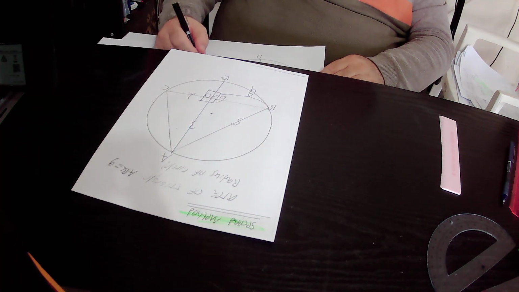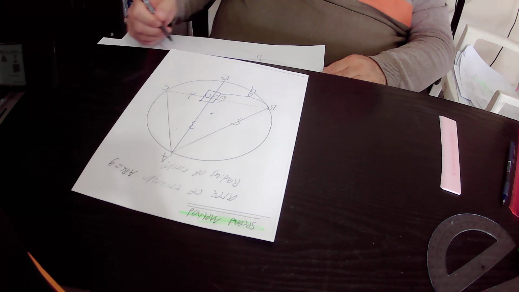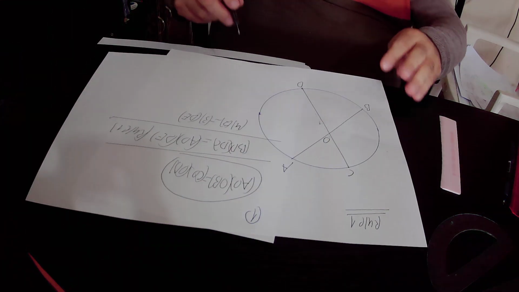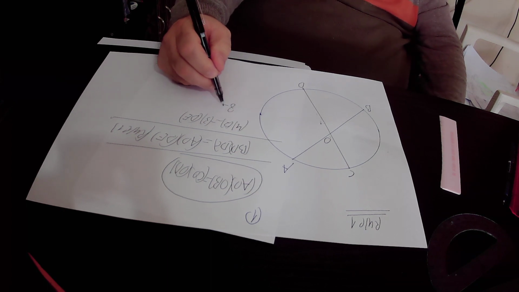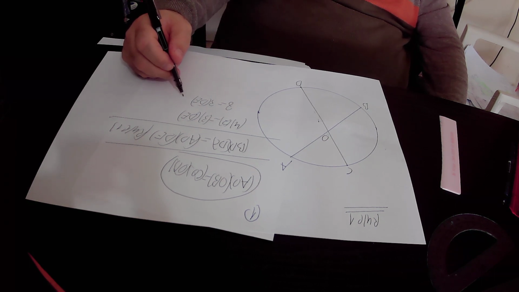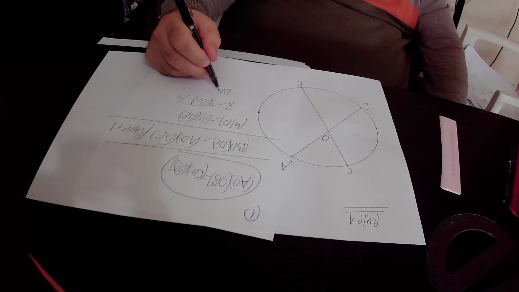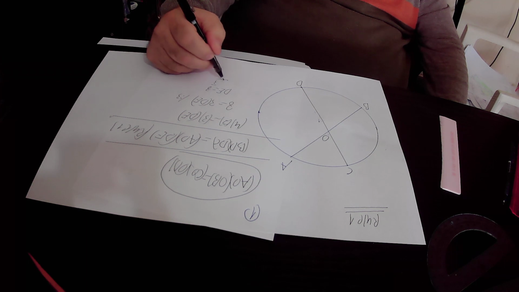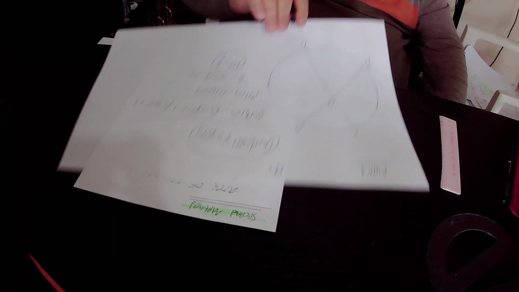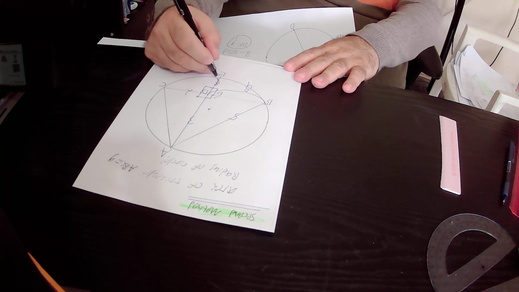So BD is 4, DC is 2, AD is 3, and DE is the missing segment. According to rule number 1, 4 times 2 equals 3 times DE. 4 times 2 is 8, so 8 equals 3 times DE. Here we divide this equation by 3 and we get that DE equals 8 over 3. So the missing segment, DE, equals 8 over 3 units.